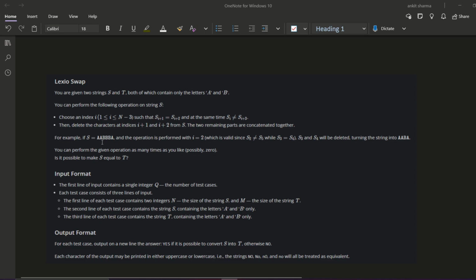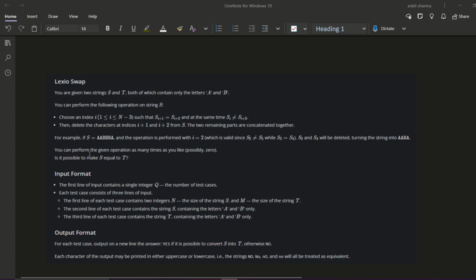For example, we have A, B, B, B, B and A. The operation is performed at I equal to 2, which is valid since S2 is not equal to S5. We'll be removing these two B's because this A is not equal to this B, as I consider A triple B or triple A B. So if we have A and a triple B, A and B are not equal, we'll remove the middle B's and we will be left with A, B, A.